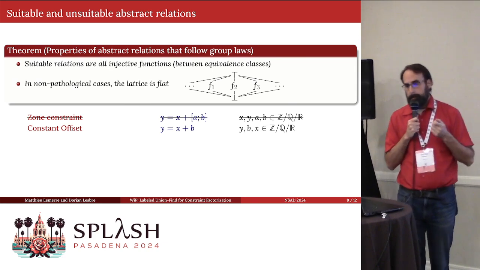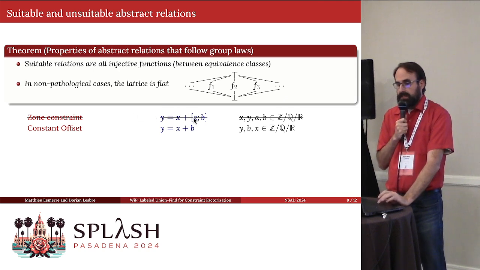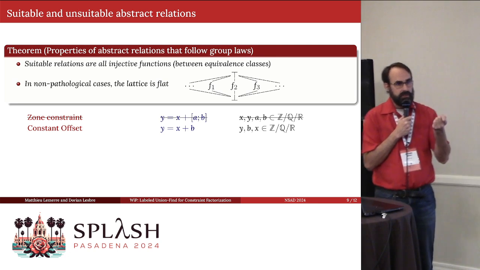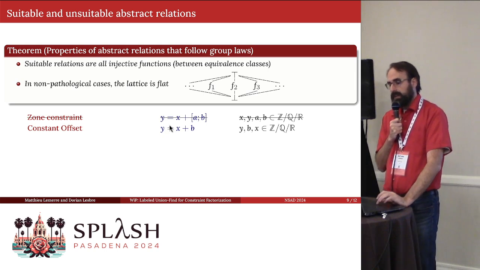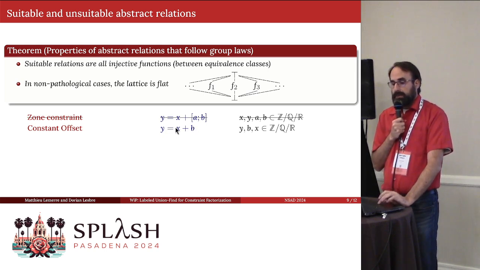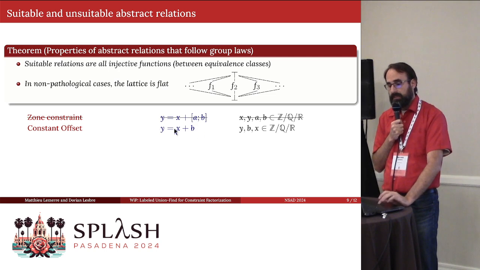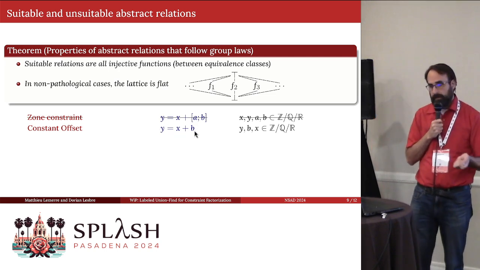So for instance, the zone constraint here is not an injective function, because if I precisely know the value of x, and I know that y is x plus some value in some interval, then I cannot deduce the value of y. So it's not an injective function. Whereas if I have just the relation y equals x plus b, then if I know the value of x, I will retrieve the value of y, and vice versa. So this is an injective function, and that means that it can be encoded in our abstract domain.